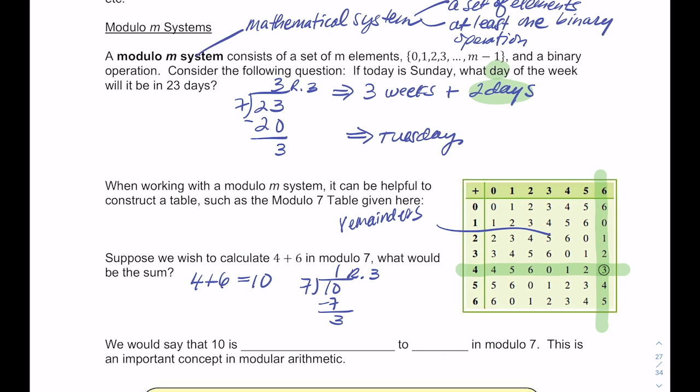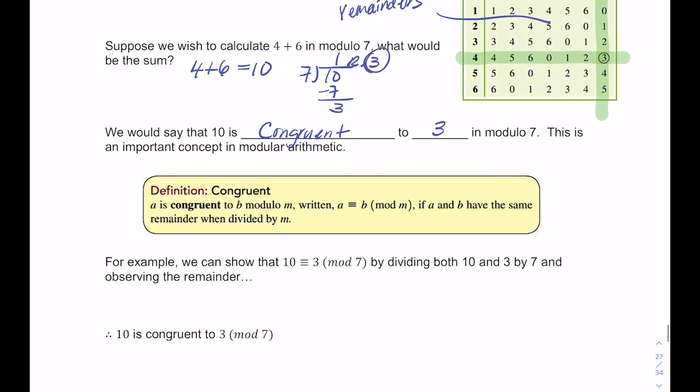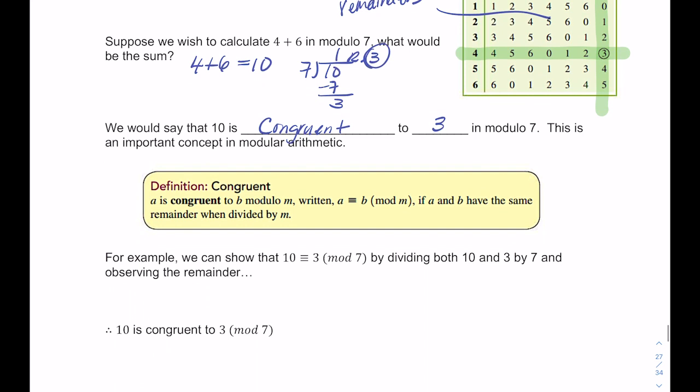So what we would say, though, is that 10 is congruent, and if you think of geometry, congruent basically means equal. It's congruent to 3 in modulo 7. Okay, and that's an important concept in modular arithmetic. So A is congruent to B modulo M, and it's written like this, if A and B have the same remainder when divided by M. So we would express the relationship like that.